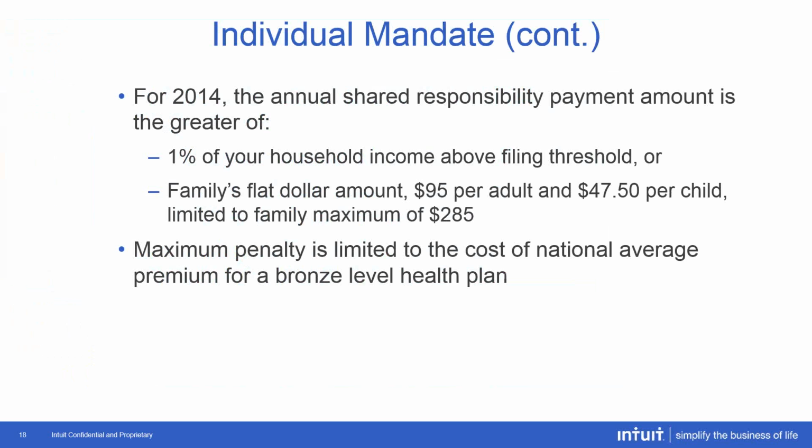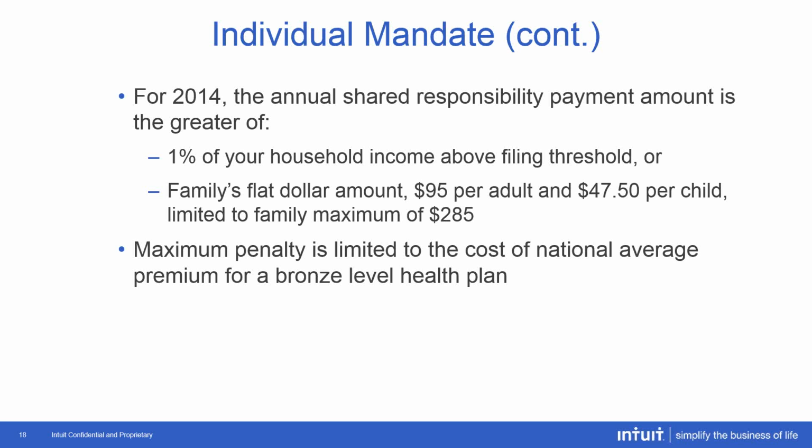For 2014, the annual shared responsibility payment is the greater of 1% of household income above the filing threshold, or the family's flat dollar amount. This year it's $95 per adult and $47.50 per child under 18, and it's limited to a family maximum of $285, which is 3 times the $95 figure. And this is all computed on a monthly basis. So it can flip-flop. 1% could be greater in one month, and the flat dollar could be greater in another month.